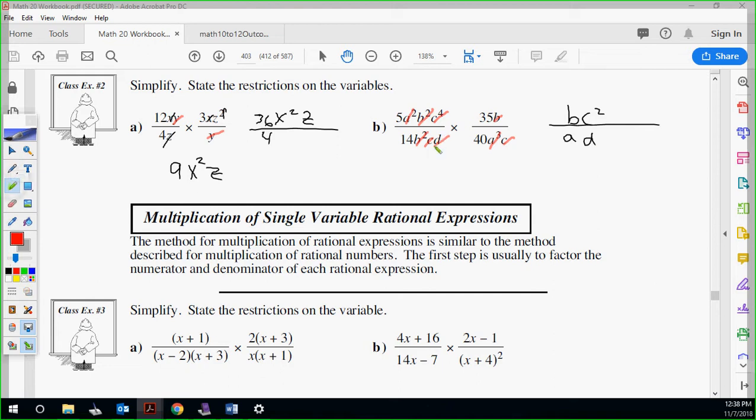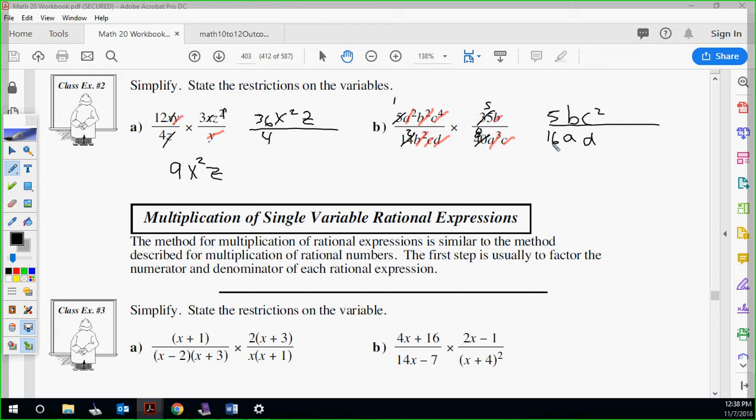Now we've got to look at the numbers. Do you see how this one's going to get pretty ugly with the numbers? 5 times 35 and 14 times 40. So this is one where it might be easier to do the reducing. Do you see what I'm saying? 5 times 35 and 14 times 40, that's not going to be friendly numbers. But we do know, for example, 7 goes into these two, 2, 5, and 5 goes into these two, 1 and 8. So I'm going to get 5 over 16.